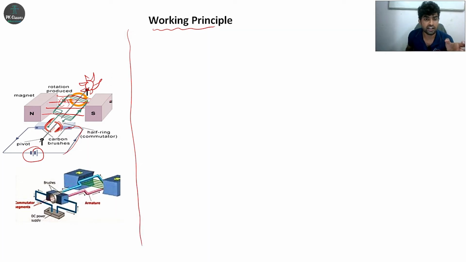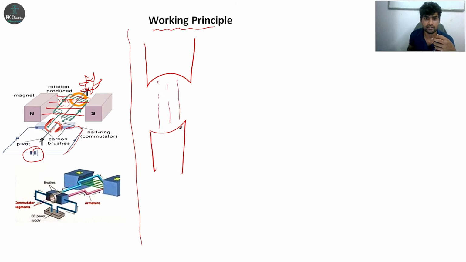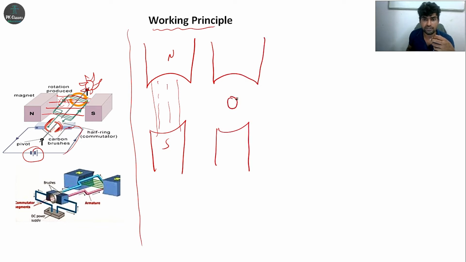I'll be redrawing this diagram to explain in detail. There is a magnetic field present from north pole to south pole. Okay, these are the magnetic fields, flux lines. And in the next diagram, a magnetic field is present and the armature conductor is also present.